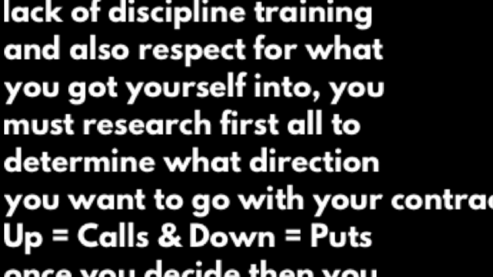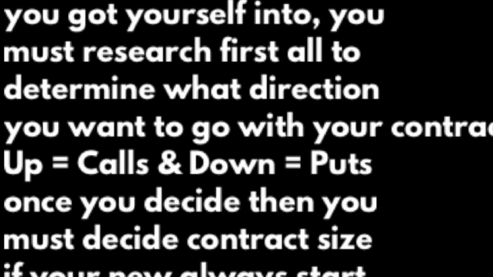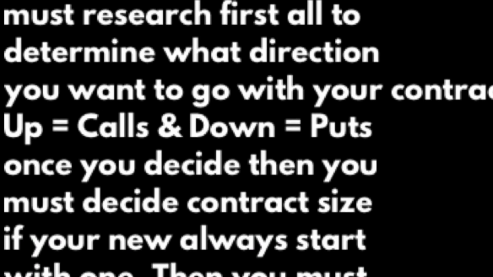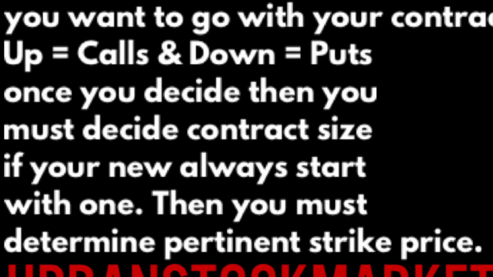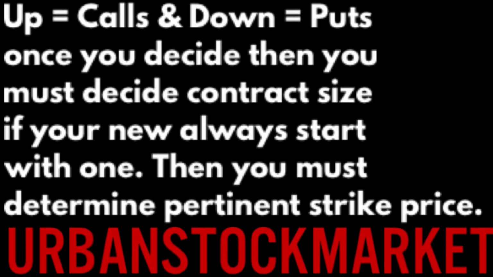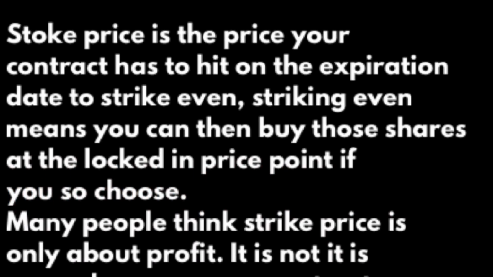You must research first and determine what direction you want to go with your contracts. Up equals calls and down equals puts. Once you decide, then you must decide contract size. If you're new, always start with one. Then you must determine pertinent strike prices. It says stoke price; it's supposed to say strike price.